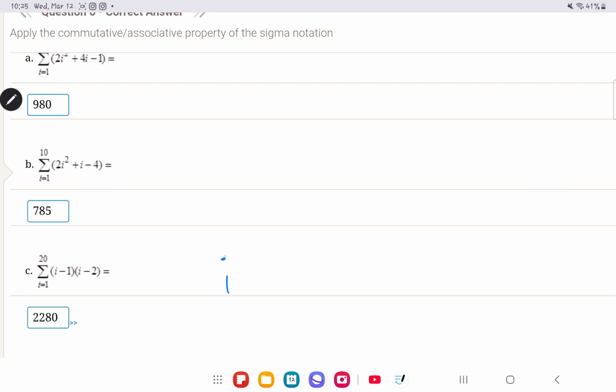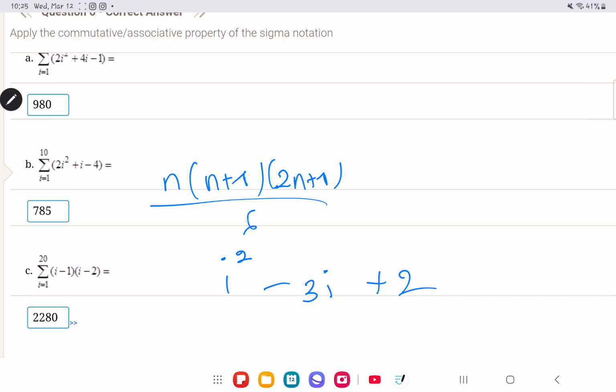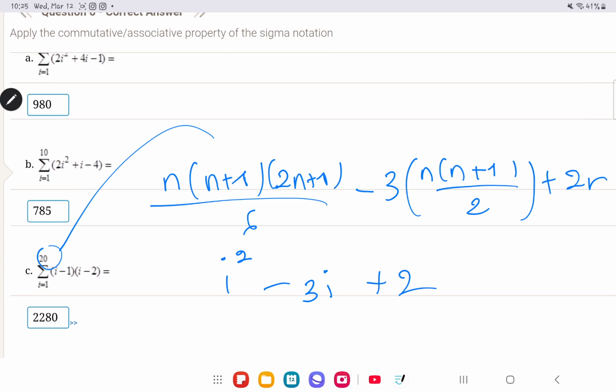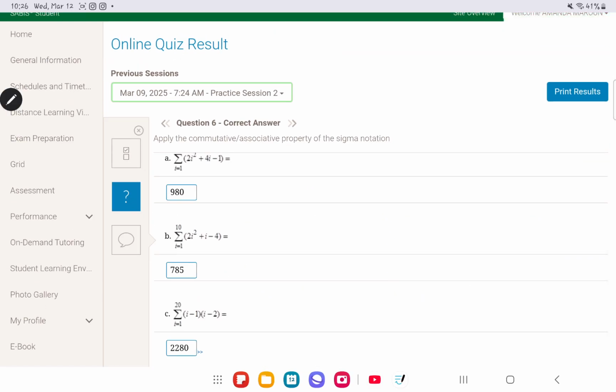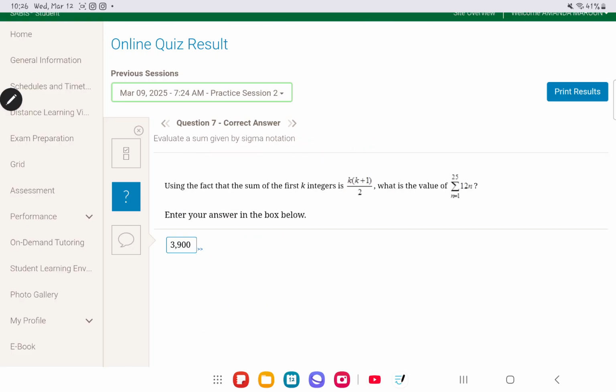Now finally, for the last one, here you could distribute. So when you distribute it, it's i squared minus 3i plus 2. Okay, so it will become n times n plus 1 times 2n plus 1 over 6 minus 3 times n plus 1 over 2 plus 2n, and then you substitute the n's by 20. You will put it on the calculator and you will get an answer of 2,280.